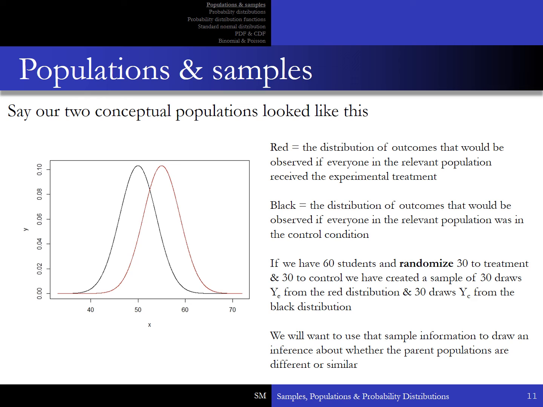If we had 60 students and we randomized 30 to the treatment and 30 to the control, what we've done is we've created a sample of 30 draws, y subscript e, from the experimental condition, from the red distribution, and 30 draws, y subscript c, from the black distribution, from the control distribution. We'll want to use that sample information to draw an inference about whether the parent populations, which of course are unknown to us, are different or similar.